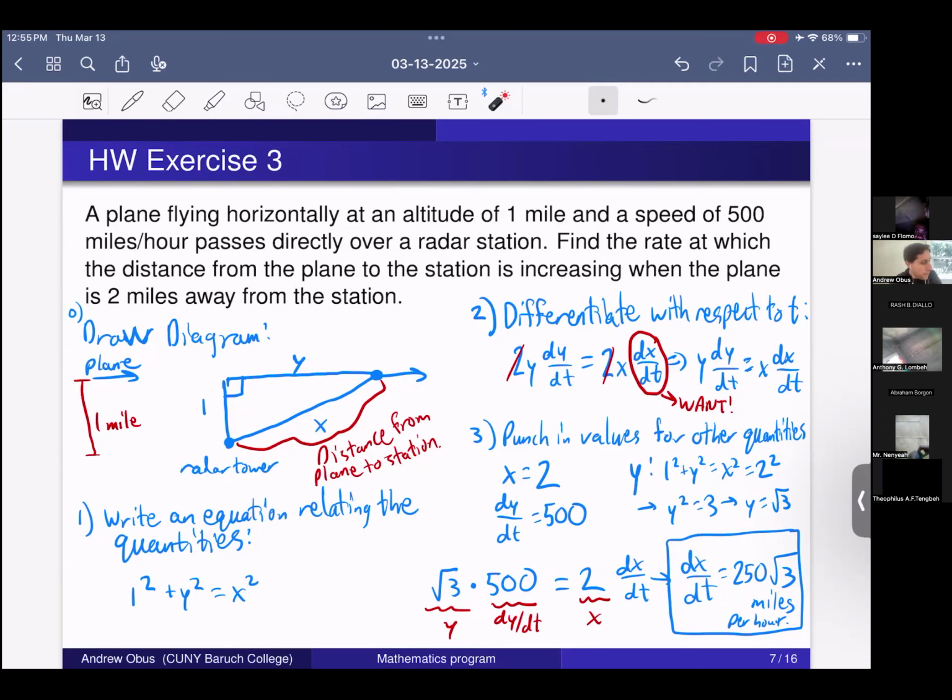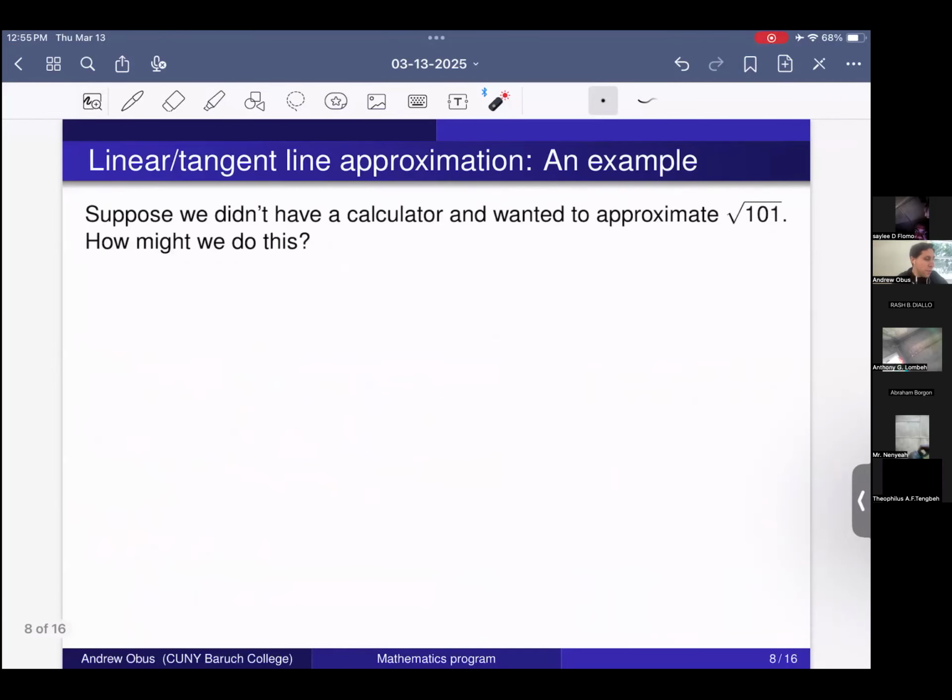Okay, great. So let's move on to new things. We're actually going to do three new topics today, but they're all short, so they're nice topics. This is linear tangent line approximation. If you want a reference in the book, this is section 2.8.